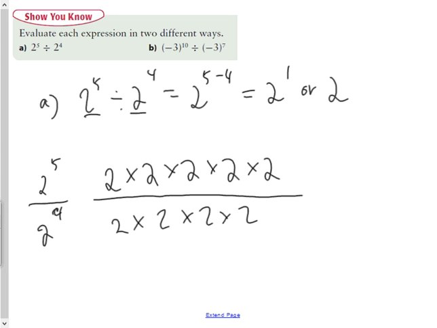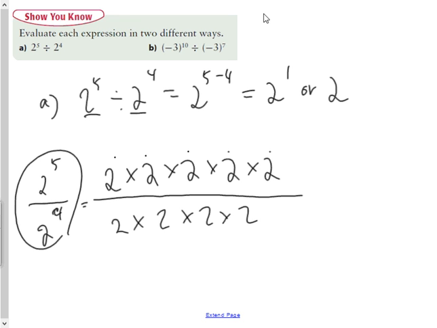So if I evaluate 2 to the 5th divided by 2 to the 4th, this is what it would look like in a different division format. And this is what it would look like in that division with repeated multiplication. Now here's where it gets a little complicated. There's 5 terms here: 1, 2, 3, 4, 5.